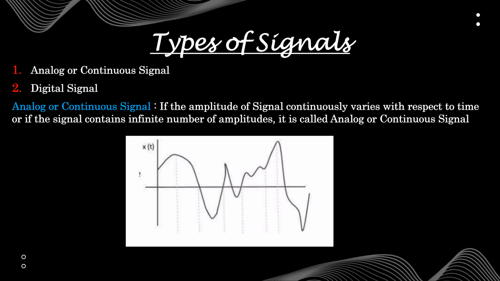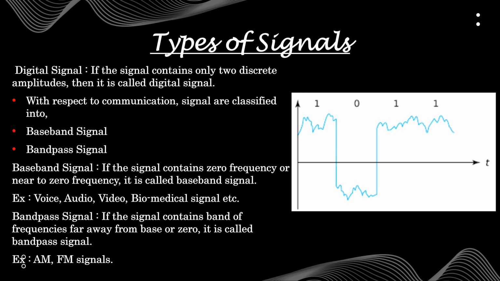Now, the types of signals. The signals are of two types: analog or continuous signal, and the second one is digital signal. What is an analog or continuous signal? If the amplitude of the signal continuously varies with respect to time, or if the signal contains an infinite number of amplitudes, then it is called an analog continuous signal. What is a digital signal? If a signal contains only two discrete amplitudes, then it is called a digital signal.